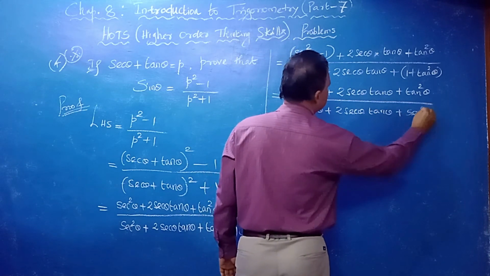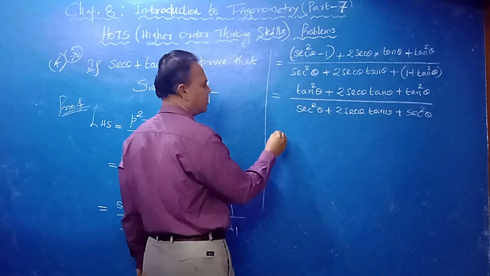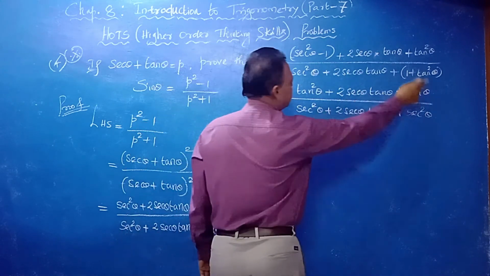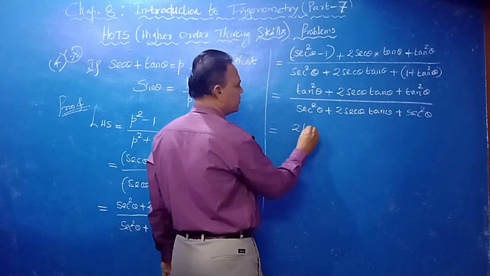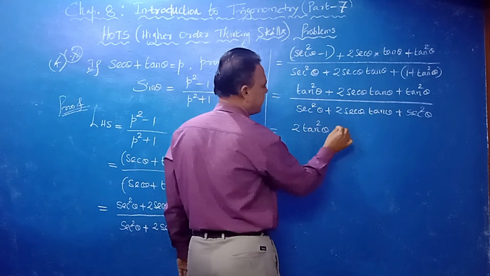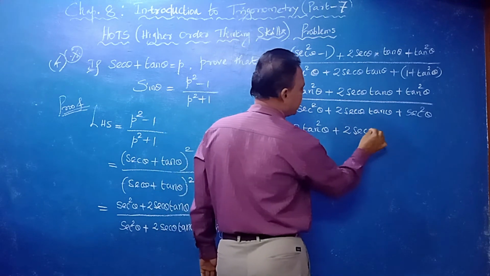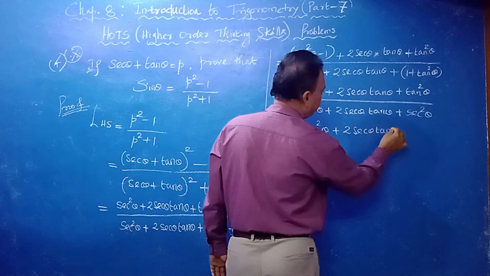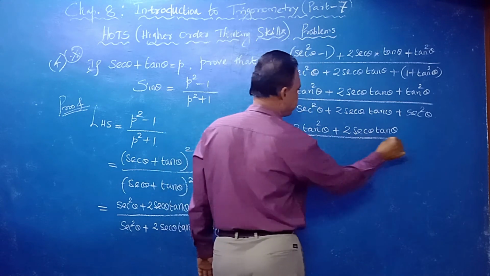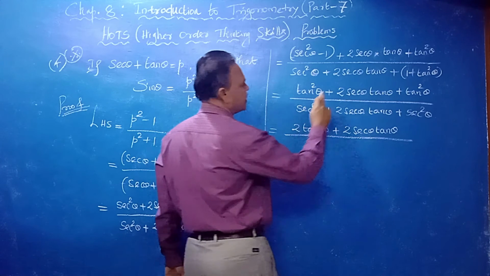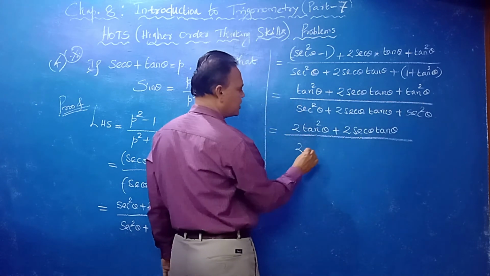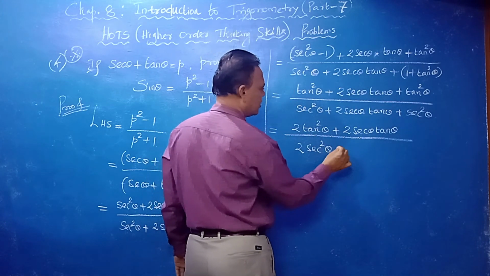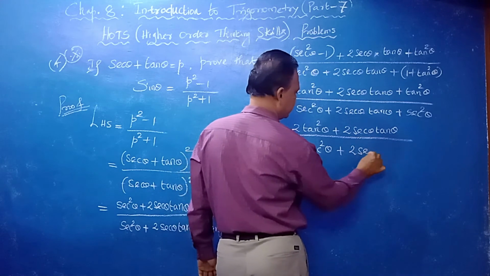This is secant square theta. Okay, tan square theta plus tan square theta, 2 tan square theta plus 2 secant theta tan theta, by secant square theta plus secant square theta, 2 secant square theta plus 2 secant theta tan theta.